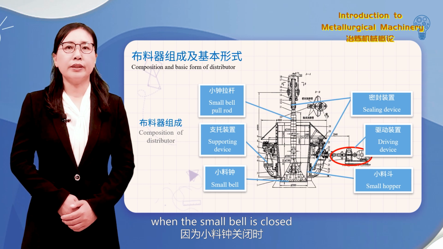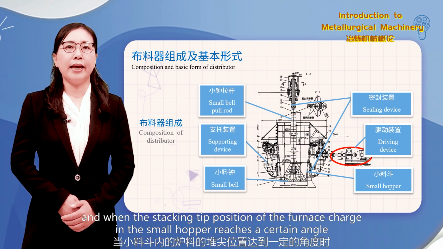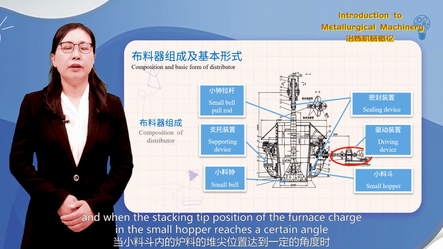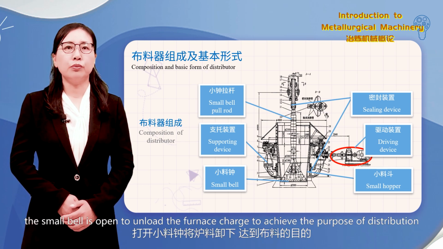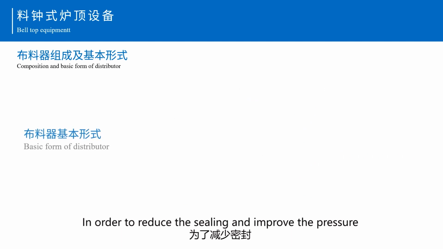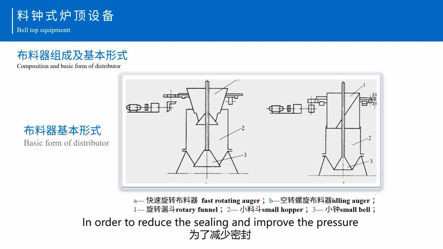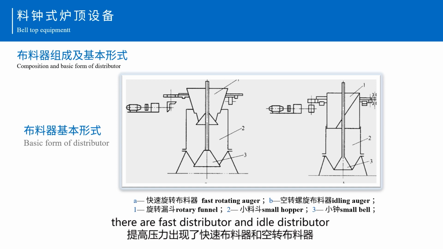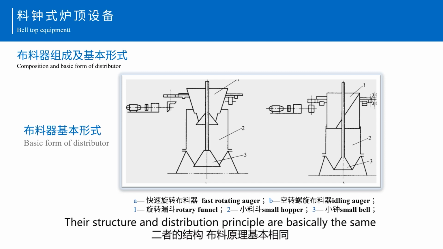When the small bell is closed, and the stacking tip position of the furnace charge in the small hopper reaches a certain angle, the small bell is opened to allow the furnace charge to achieve the purpose of distribution. In order to reduce the sealing load and improve the pressure, there are fast distributor and idle distributor. Their structure and distribution principle are basically the same.